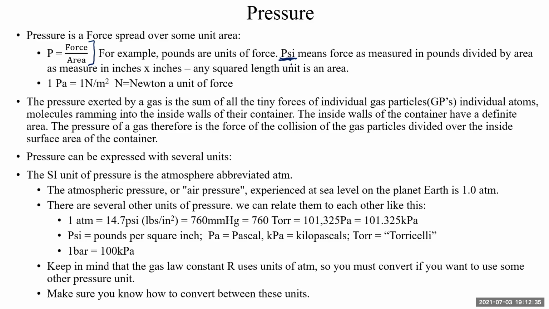We don't notice the difference because on Earth, the assumption is we're taking that unit of force and dividing by acceleration to get our unit of weight or mass. So pounds per square inch, force over area. Other units include the Pascal, which is 1 Newton per square meter. Again, you have your squared length unit for an area, and you have a Newton, which is a unit of force.